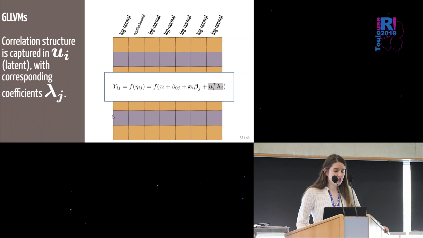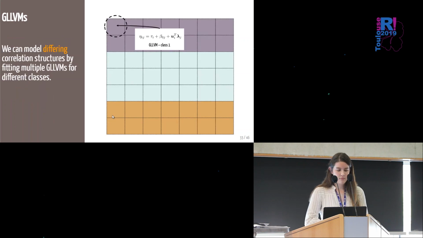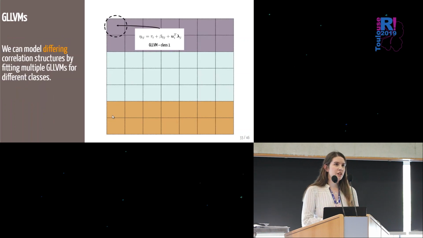And now our correlation structure is going to be captured in u i with corresponding coefficients lambda j, and the u i are latent variables. So thinking about the talk we had before, we have much fewer latent variables than we have features in our data set, so most often we have 2. And we're going to be using this unobserved term to try and capture how all these terms relate to each other. We can also model differing correlation structures by fitting different GLLVMs for different classes.